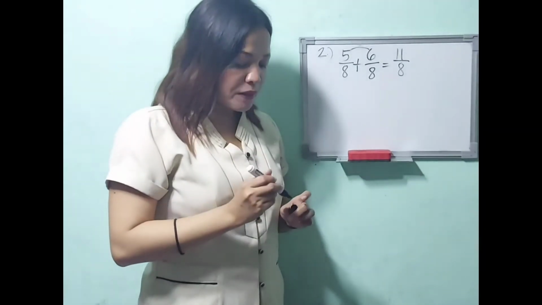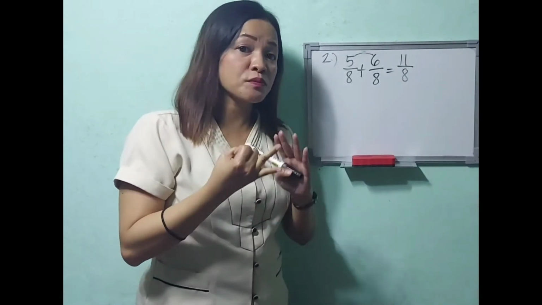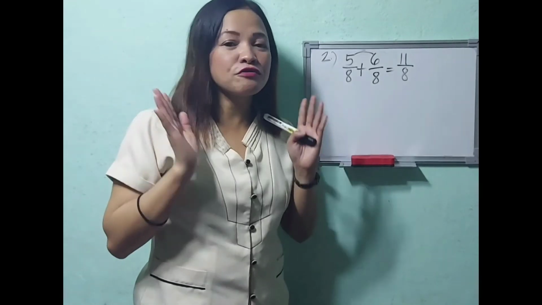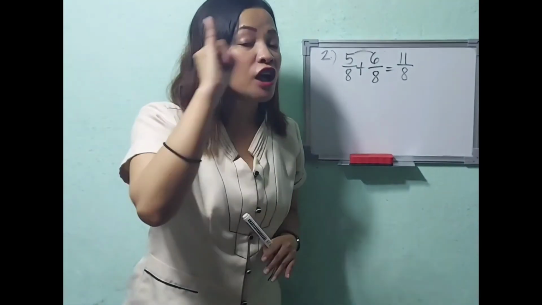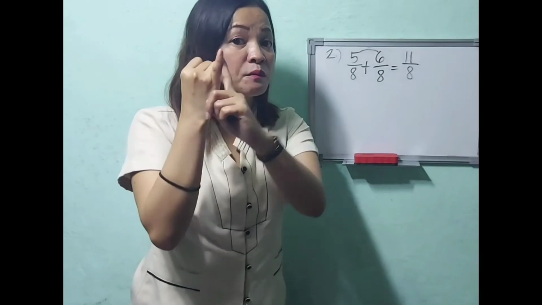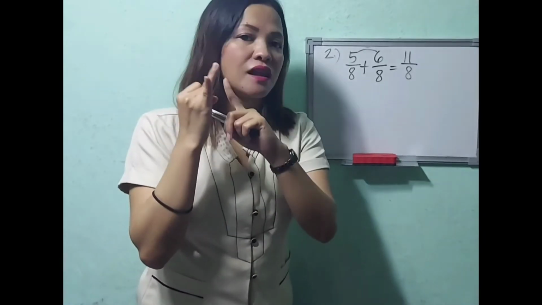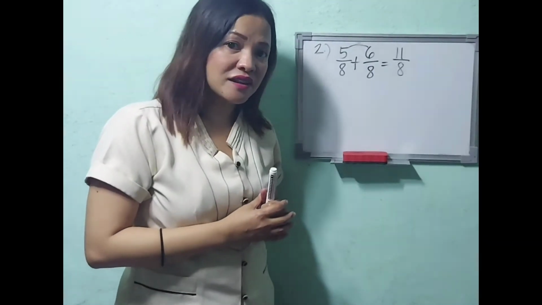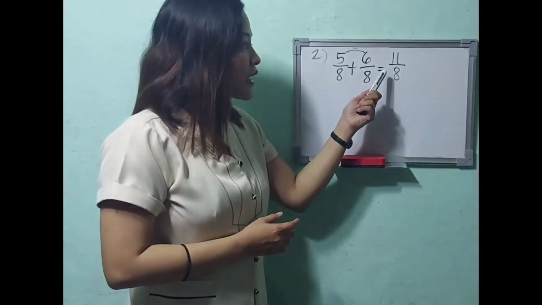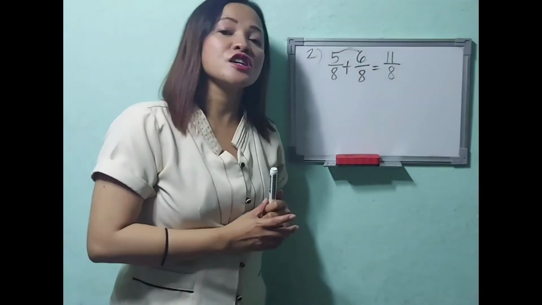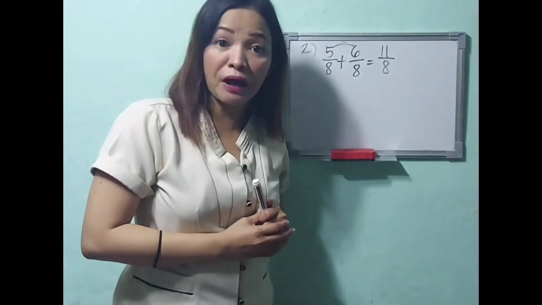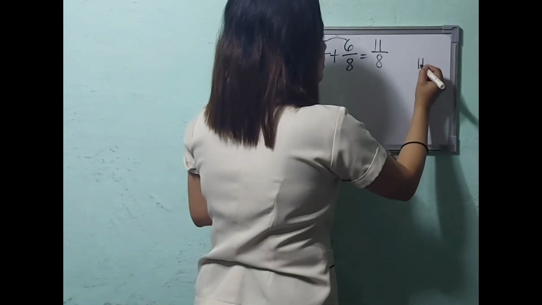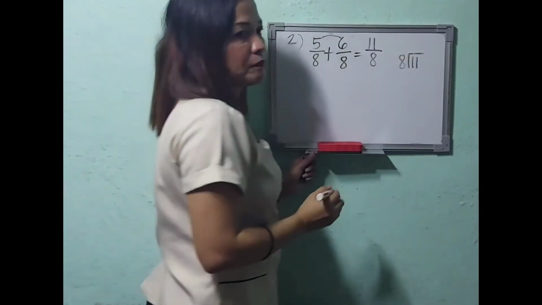Tandaan natin na kapag tayo ay nag-a-add, nagsusubtract, nagmumultiply, o nag-divide ng fraction, kailangan ang final answer ay naka-lowest term or yung tinatawag nating simplified at mixed number. Therefore, improper fraction is not yet the final answer. So, kailangan nating ilipat si 11/8 into mixed number. Paano ba yon? We just have to divide 11 by 8.